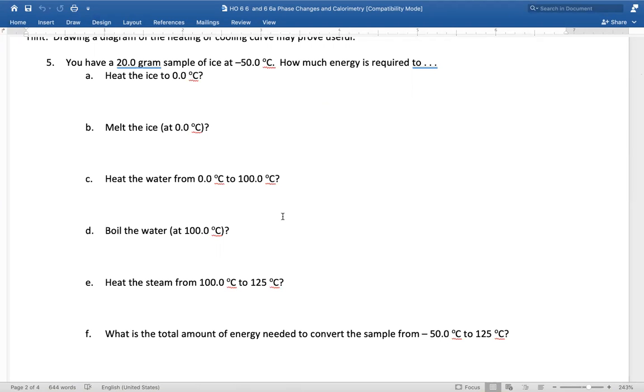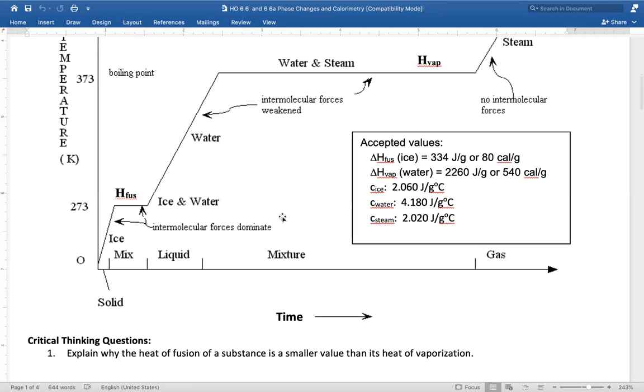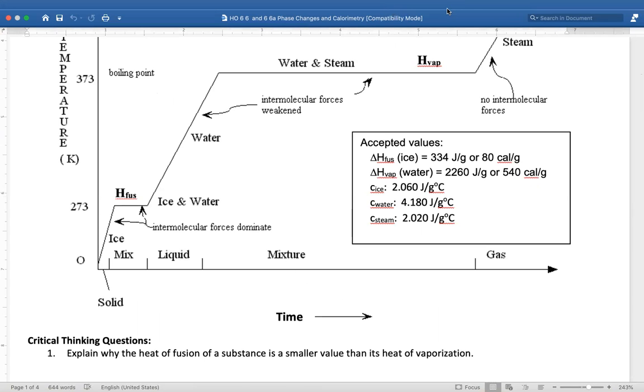Number 5 says you've got a 20.0 gram sample of ice at negative 50.0 degrees Celsius. How much energy is required to ... Oh, okay, well, we're going to need a couple data points. Real quick, I'm going to jot down some of our values here so we've got those handy for us to use. Give me 1 second. I'll be right back.